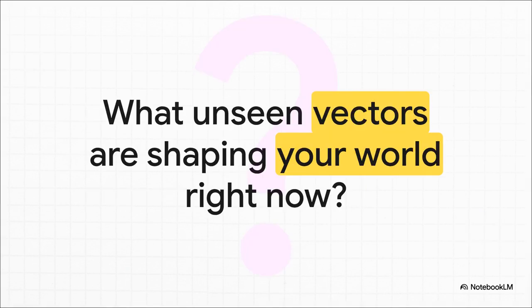So the next time you check a weather map and see those little arrows showing wind, or you follow your GPS directions, or heck, even just feel the force of gravity keeping you in your seat, remember the vector. It's not just a number. It's a number with a purpose, a number with a direction. So that leaves me with just one final question for you. What unseen vectors are shaping your world right now?